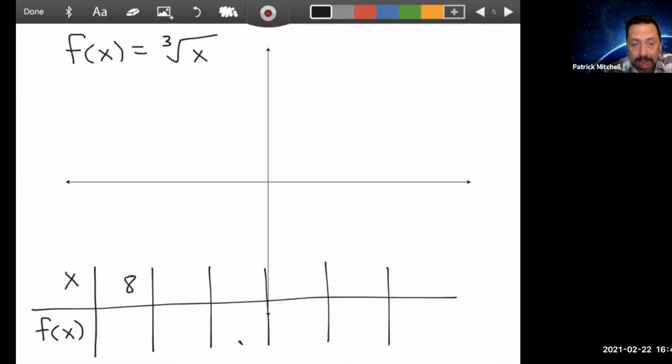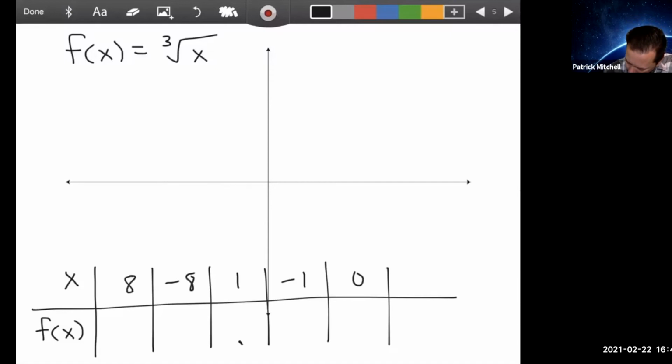And you can even use -8. You can also use 1. You could use -1. And you can even use 0. All right, so those are all very nice numbers to use inside the cube root because they are perfect cubes.